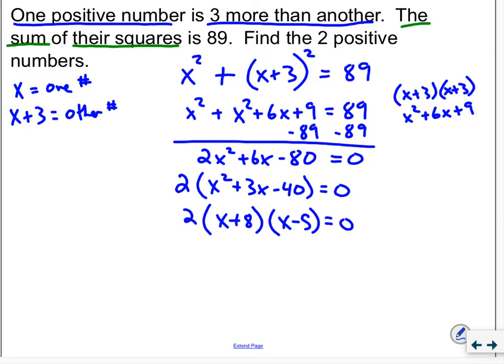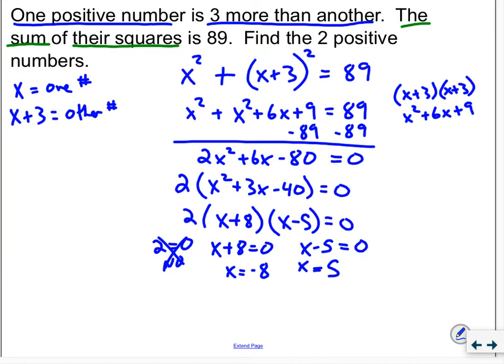So now I have to do my zero property. Check this first one out for a second. I'm going to set my factors equal to 0. One of my factors is 2. Does 2 equal 0? No. So don't worry about it. Let's just drop off that 2. Why did we drop off that 2? Well, does 2 equal 0? No. So cross it off. From here, we're going to get 2 answers. We'll subtract 8 and get x equals negative 8. We'll add 5 and get x equals 5.